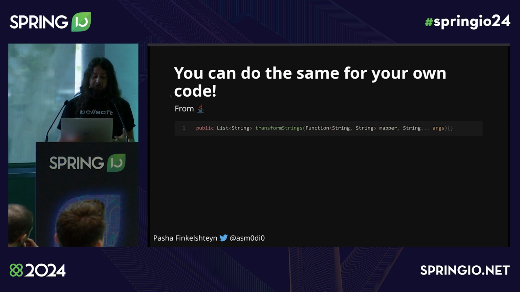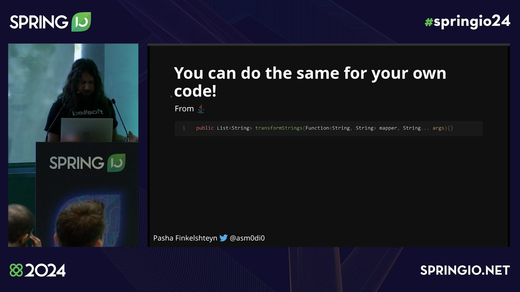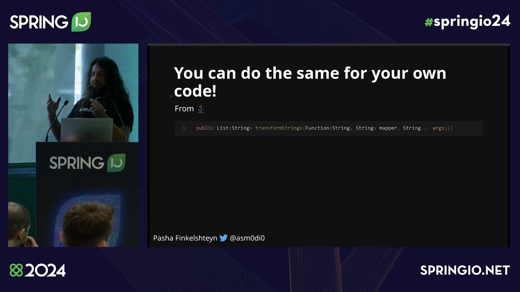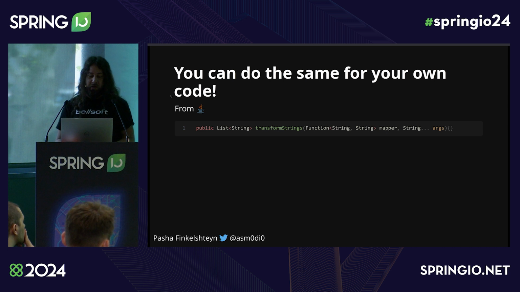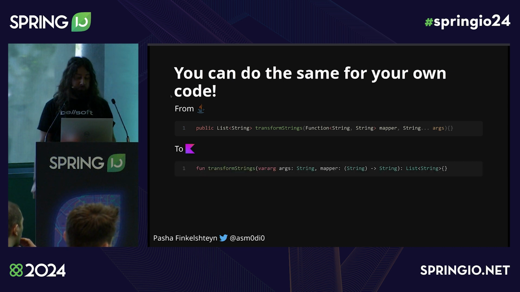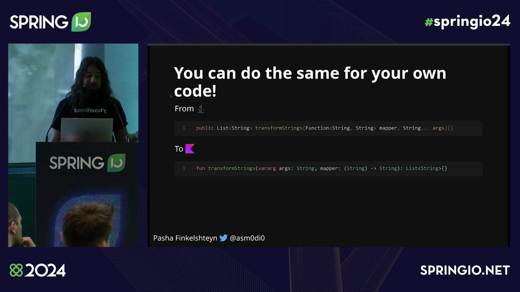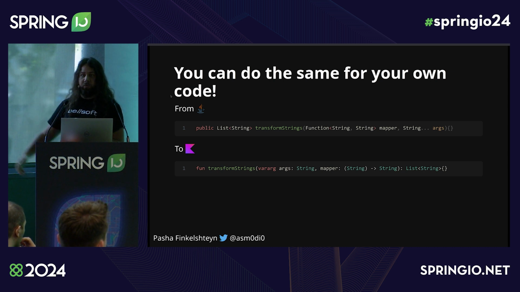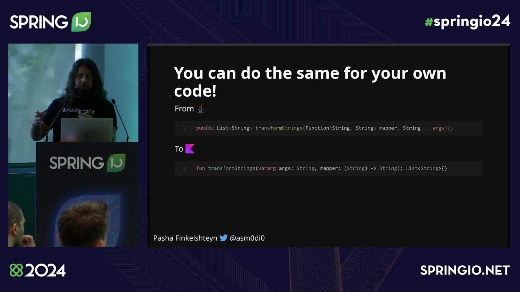You can do the same for your own code. So imagine you have a function called transformStrings, and in Java you have to pass some mapper first: how should we transform strings? And then you pass the arguments, strings. In Kotlin, it will be better, more logical. You can pass multiple strings you want to transform, and then a lambda with which you can transform them. So it's not Spring only.